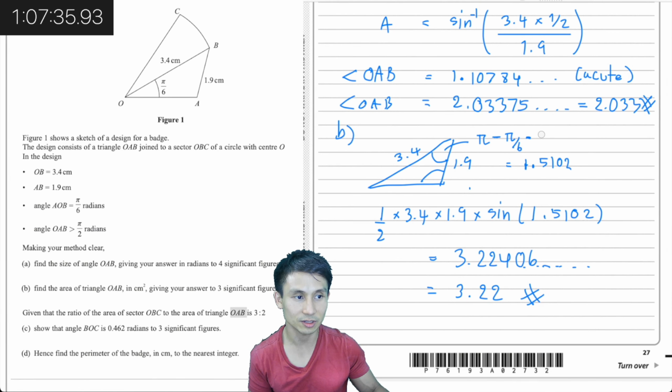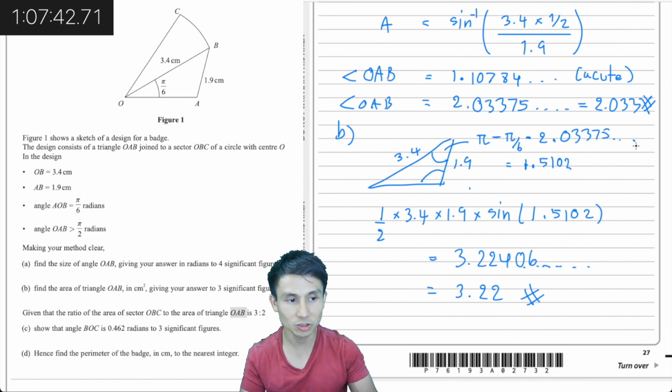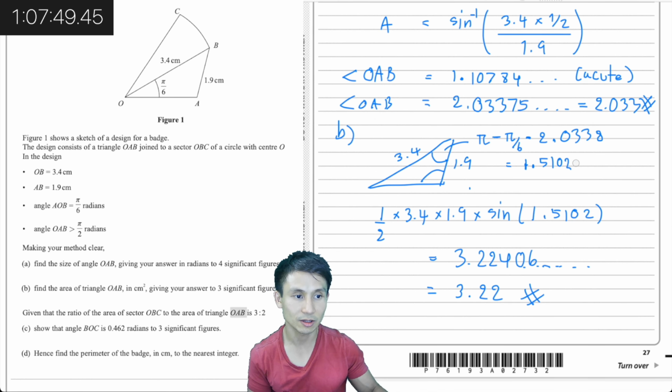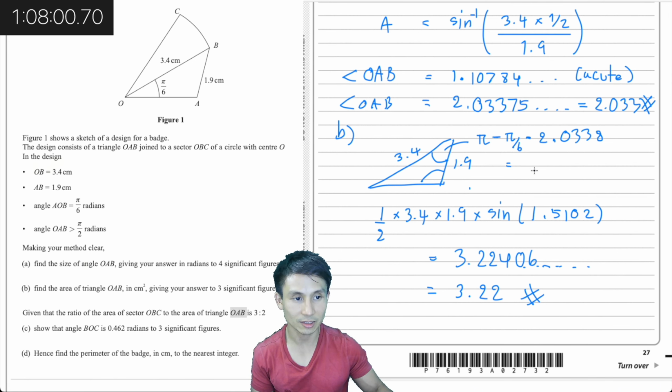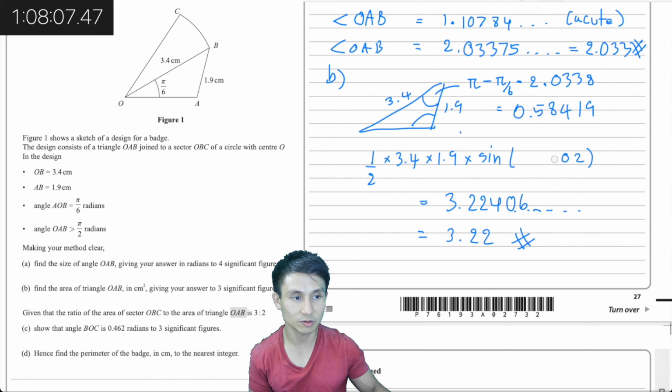Okay, so this is minus 2.03375... Just gonna do 378 maybe. Yeah. Okay, we should redo the whole thing basically. Pi minus pi over 6 and then minus 2.0338. That gives us 0.58419. Okay.